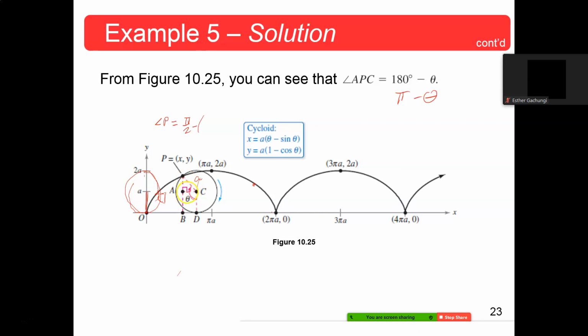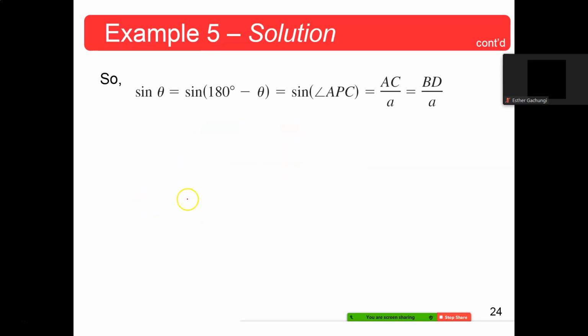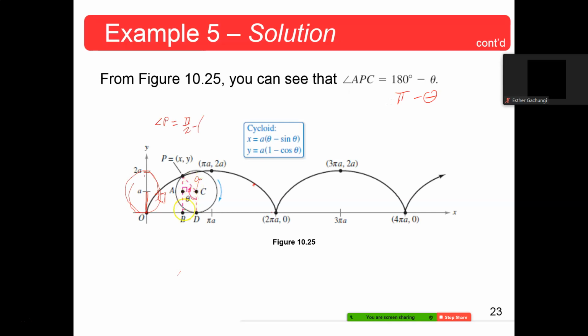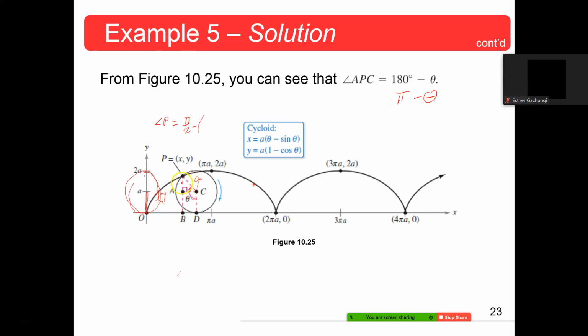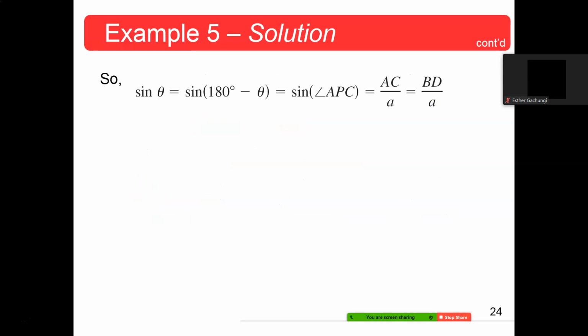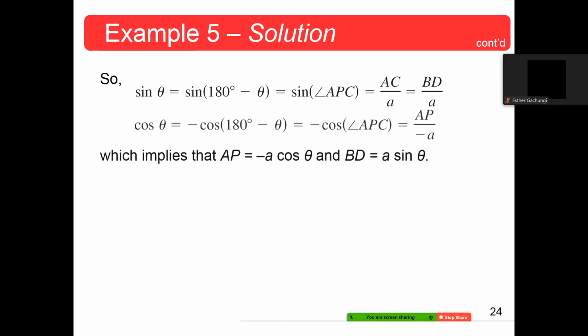BD over A, sorry about that. BD over A, yeah, AC and BD are the same, okay? And they're both the sine of the angle theta, this angle up here. Sine of this angle is the opposite side over hypotenuse, which is also this side over hypotenuse, because these two sides are the same. That's all they're saying here. It seems like mucky muck, but that's what they're saying.